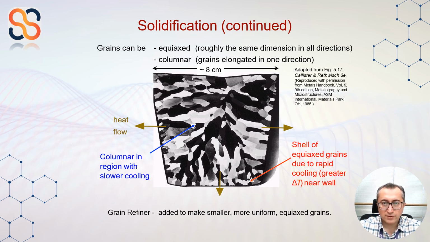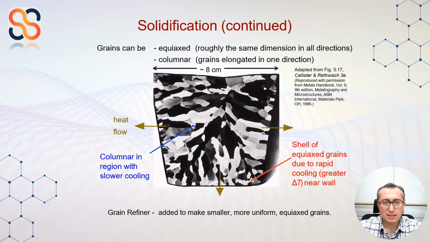Now let's look at different grain structures that form as metal solidifies. When a metal cools and hardens, the grains can take on different shapes based on how fast or slow the cooling happens. Equiaxed grains. These grains are roughly the same size in all directions, often forming near the mold walls where the cooling is fastest. That rapid cooling at the edges encourages small, uniformly shaped grains.